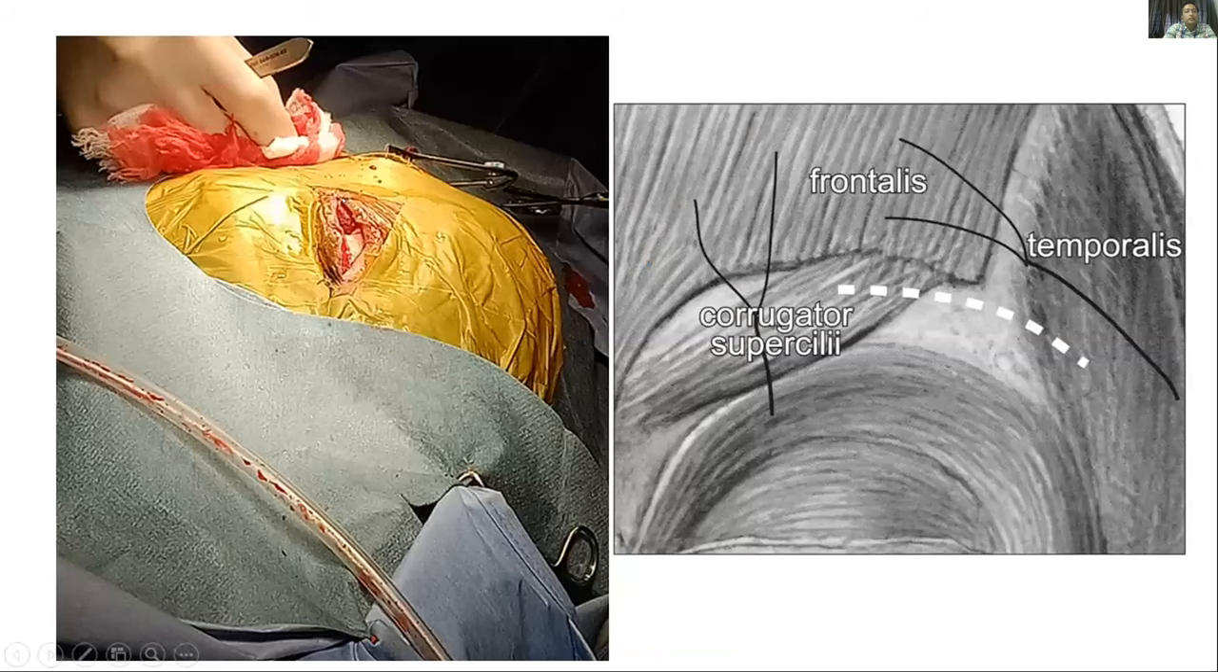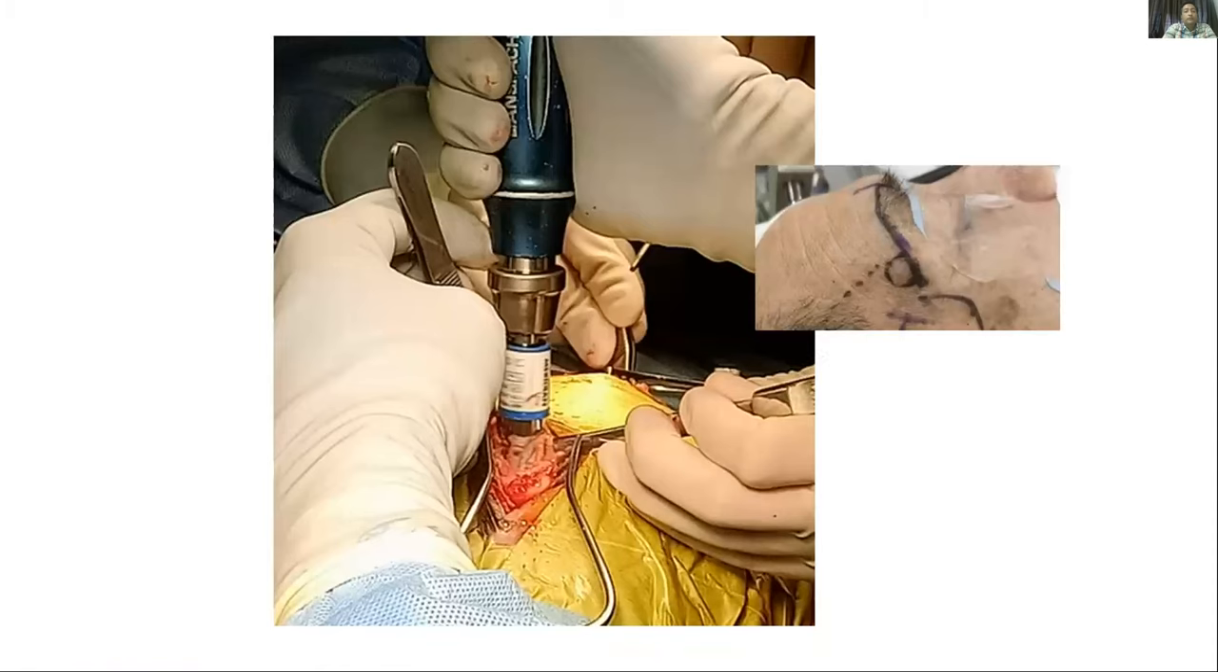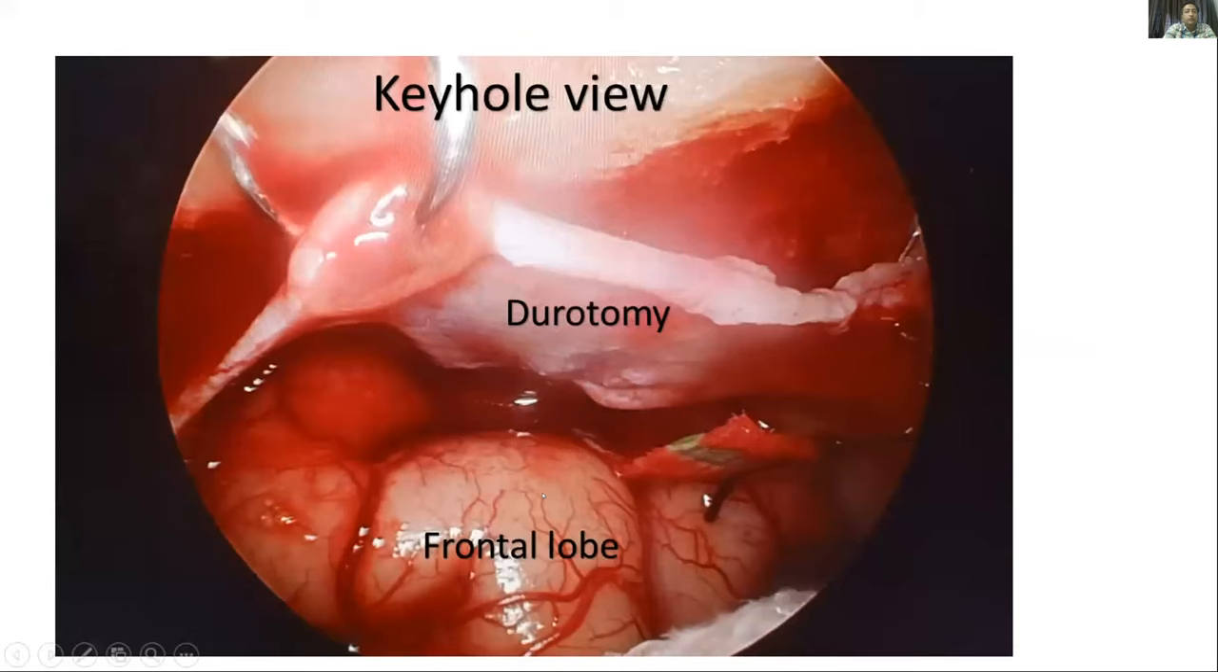The incision was extending from the supraorbital notch on the right side, laterally up to the margin of the eyebrows. The frontalis muscle as well as corrugator supercilii and temporalis muscle were retracted, dissected, and a small burr hole was made at the margin of the keyhole area, and a craniotomy of around 3 into 1 centimeter was made.